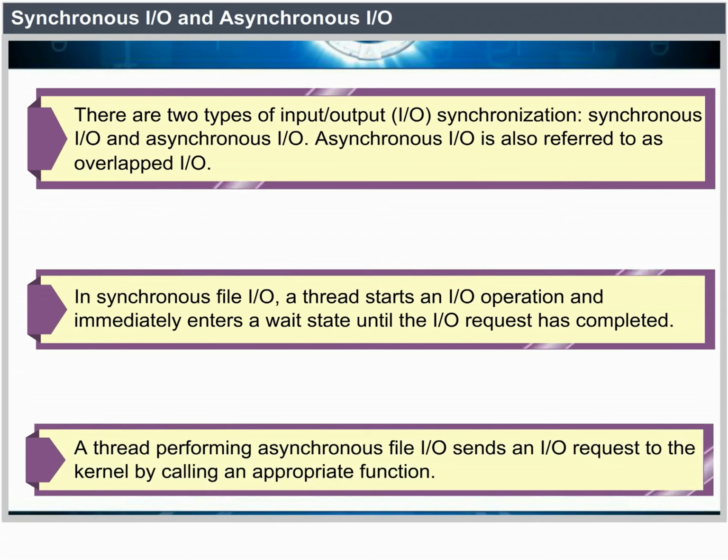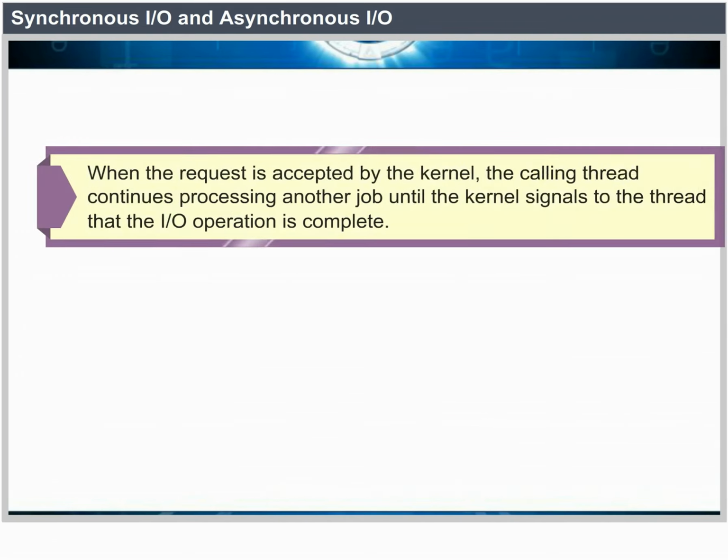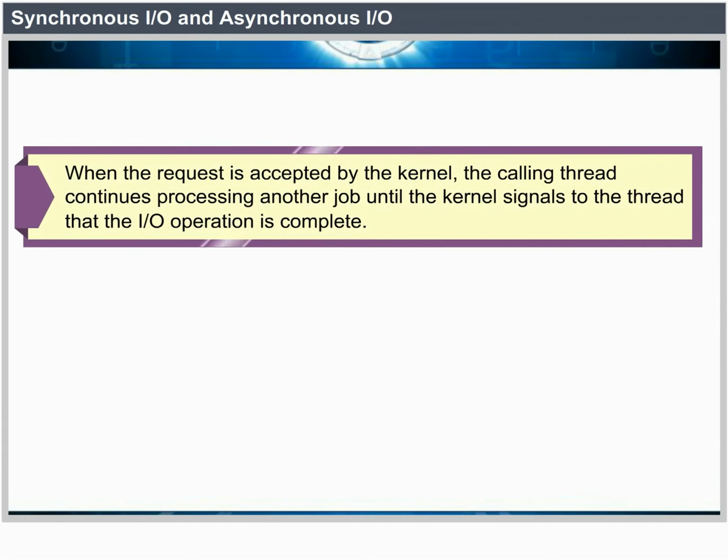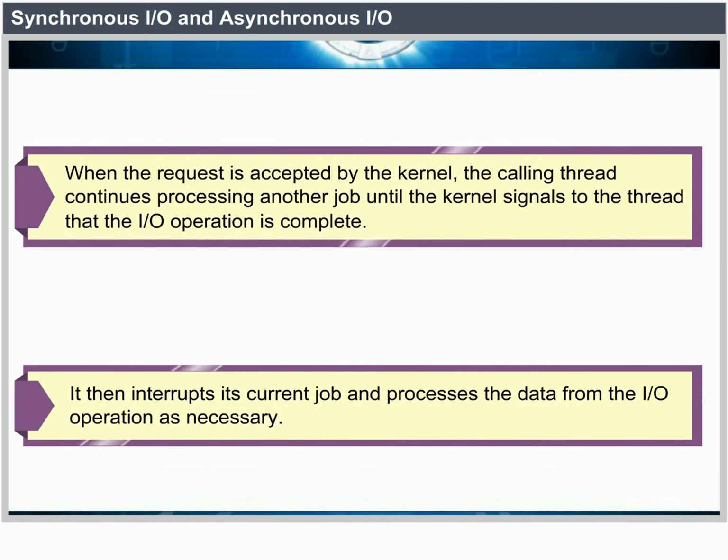If the request is accepted by the kernel, the calling thread continues processing another job until the kernel signals to the thread that the input-output operation is complete. It then interrupts its current job and processes the data from the input-output operation as necessary. The 2 synchronization types are illustrated in the following figure.